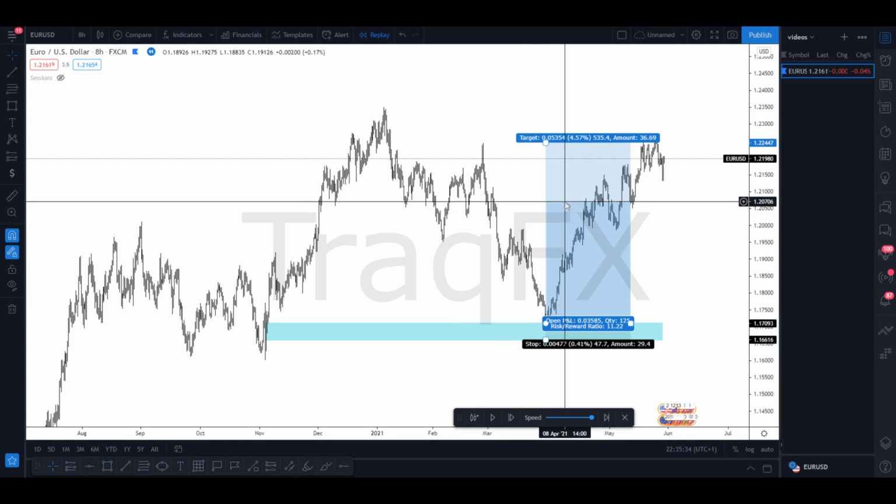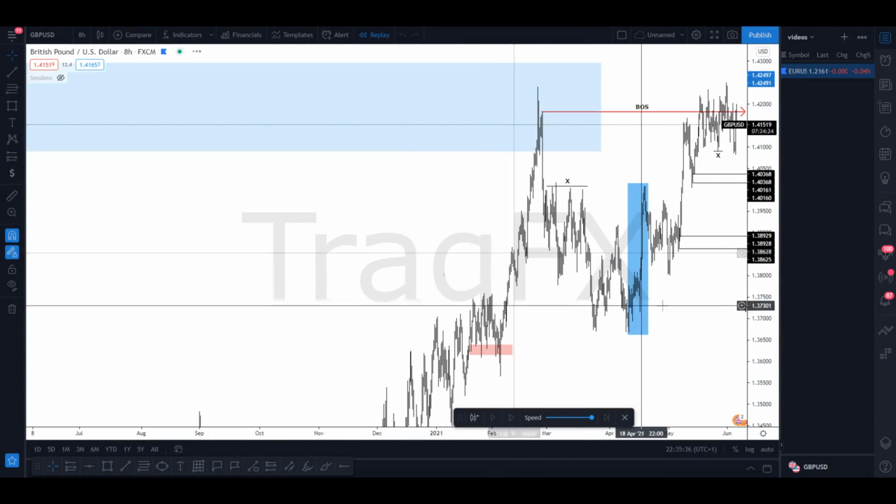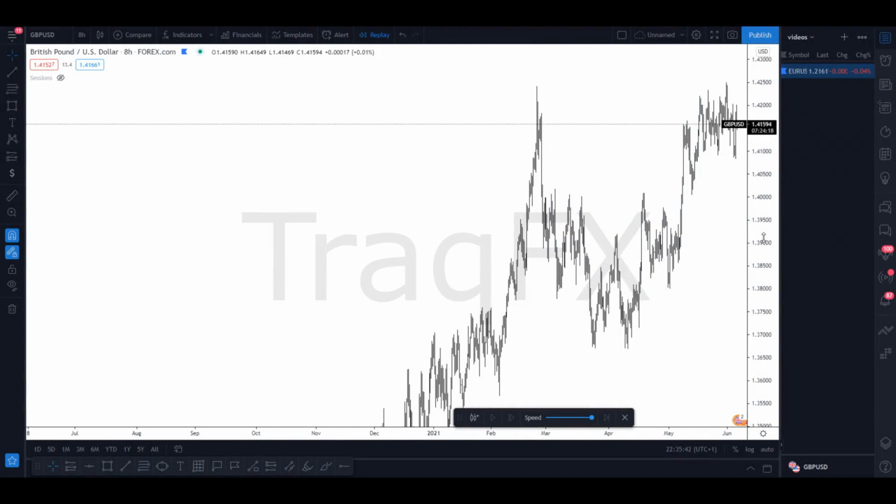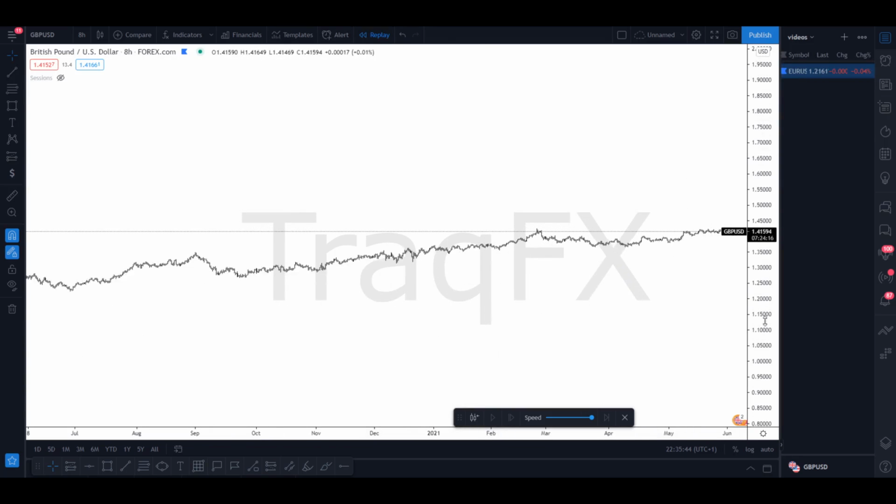So we'll go over a couple more examples on GBP USD. Let's delete everything right here. I'm going to close my eyes, or let's just do something like this.